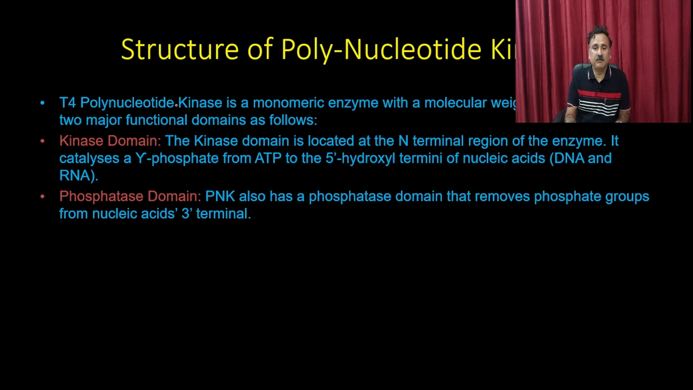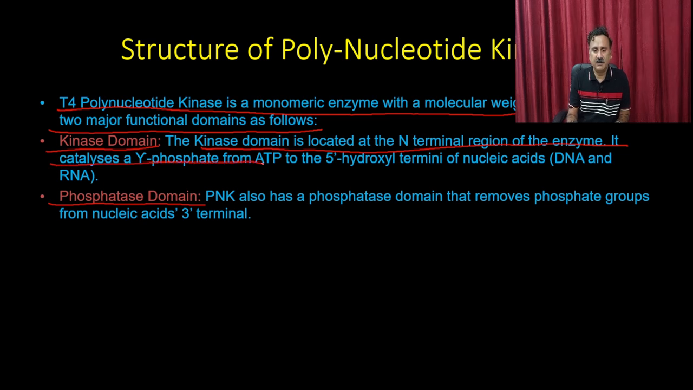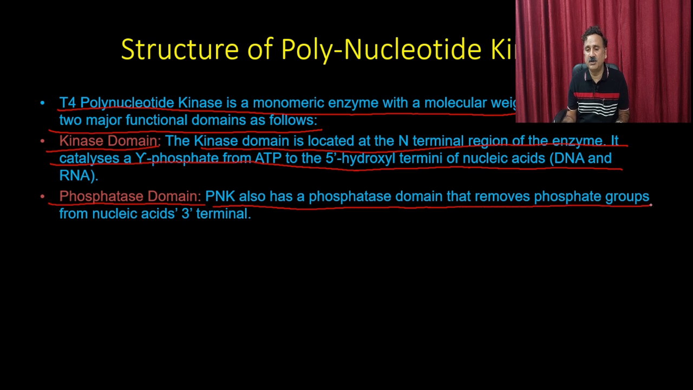Now, what is the structure of the polynucleotide kinase? So, T4 polynucleotide kinase is a monomeric enzyme with a molecular weight of 33 kilodalton. It has two major functional domains, the kinase domain as well as the phosphatase domain. The kinase domain is located at the N-terminal of the region. It is catalyzing the transfer of gamma phosphate from the ATP to the 5' hydroxyl terminal of the nucleic acid. This means it is going to catalyze the DNA phosphorylation. Similarly, PNK also has a phosphatase domain that removes the phosphate group from the nucleotide 3' terminals.